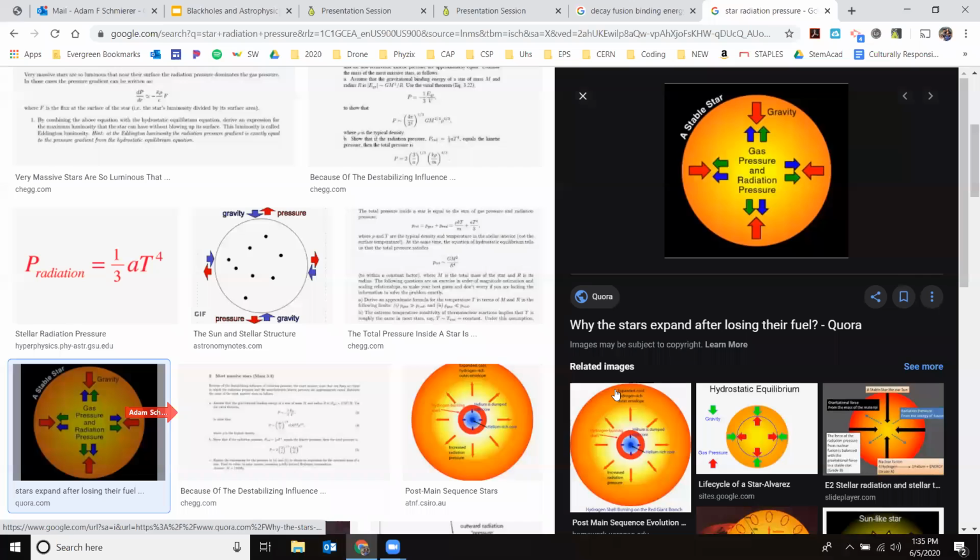So as you have gravity pushing in, what keeps the star from collapsing? It's energy pushing outwards, thermal energy. And where does that thermal energy come from? It comes from radiation. Well, what happens when it stops fusing atoms? When it stops fusing atoms, it collapses even more.